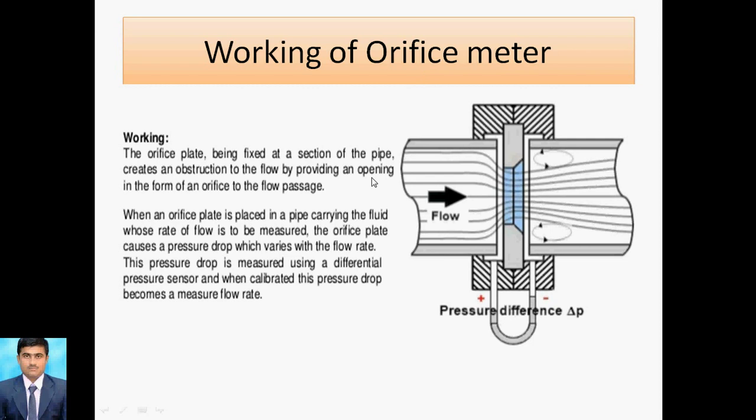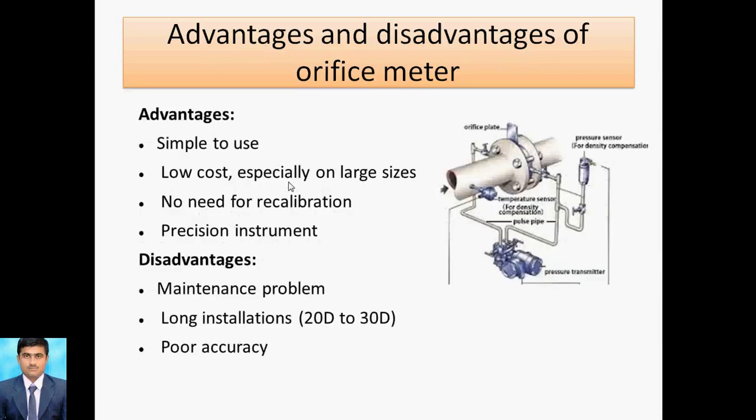Also the orifice meter has different applications, so we'll discuss them in this session. Now the advantages and disadvantages of the orifice meter. The advantages are that it is simple to use and low cost, only we attach this orifice plate over here, so no need for recalibration, and it is a precision instrument. This is regarding the advantages. The disadvantages are maintenance, and long installation length, 20 diameters to 30 diameters, only then it is applicable, and poor accuracy. This is the major drawback of the orifice meter. So this is regarding the orifice meter advantages and disadvantages.